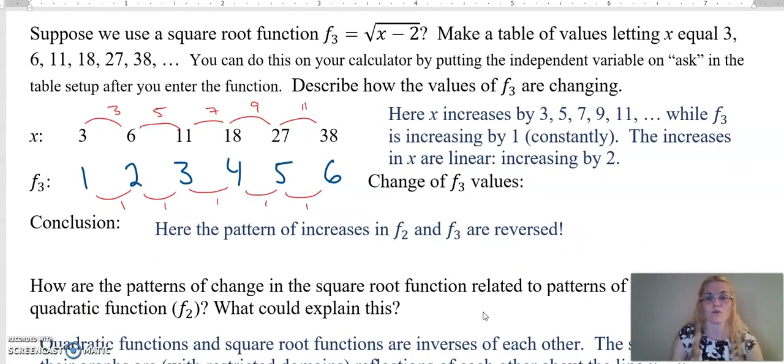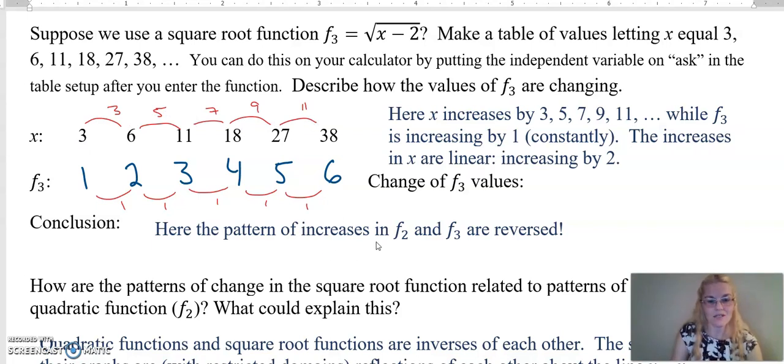So let's look at our last function here. Suppose we use a square root function. F of 3 is the square root of x minus 2. So here's our table of values, and in this case, we're picking specific x values that give us really nice y values. If I plug in 3, 3 minus 2 is 1. If I plug in 6, 6 minus 2 is 4. Root 4 is 2. And so here, my x values are increasing by 3, 5, 7, 9, 11, while F3, the y values, are increasing by a constant. So in this case, the increases in x are linear.